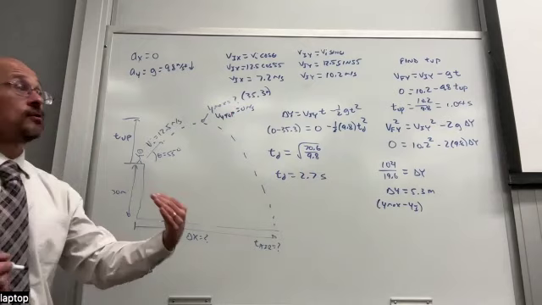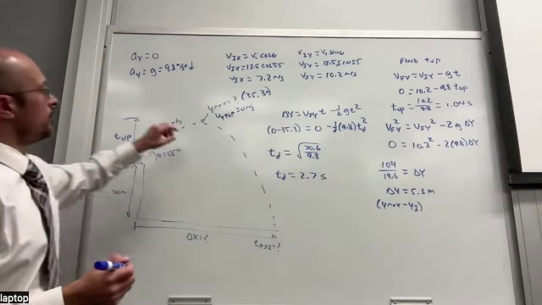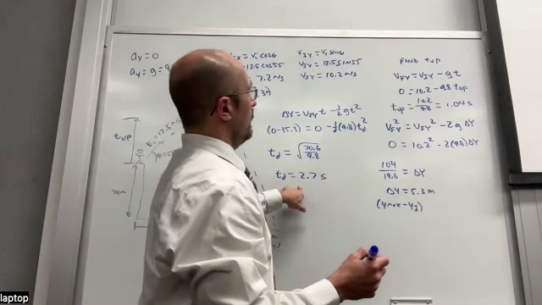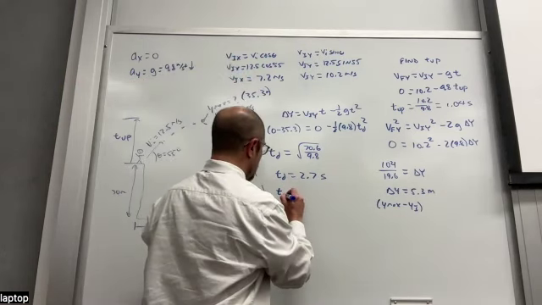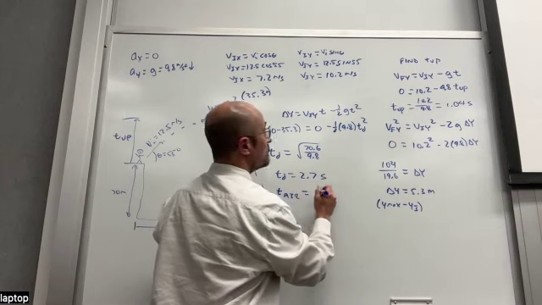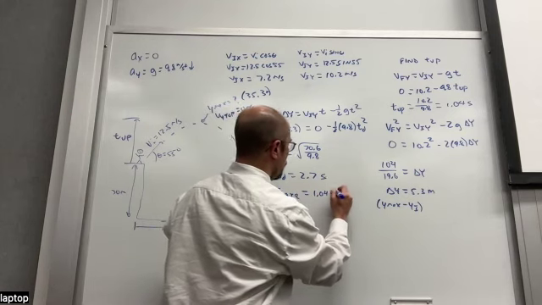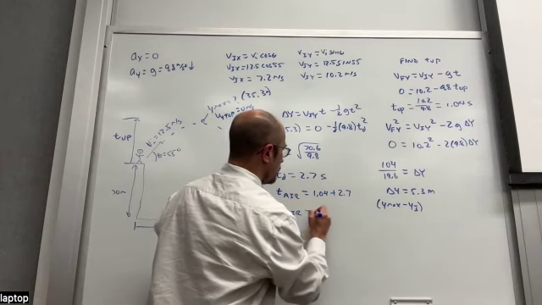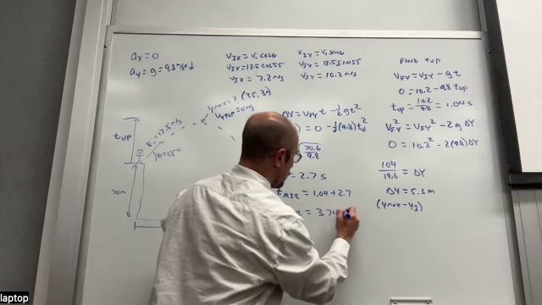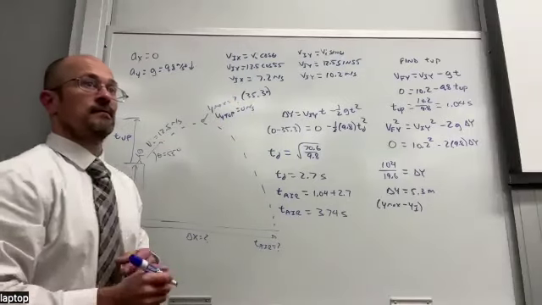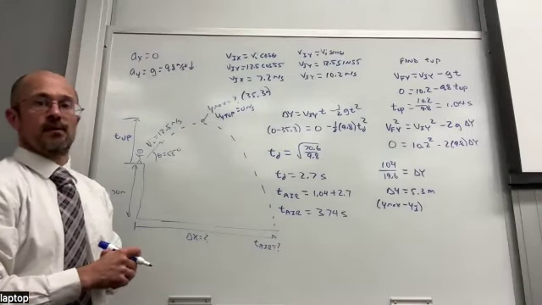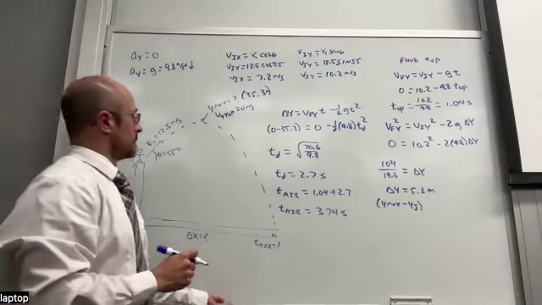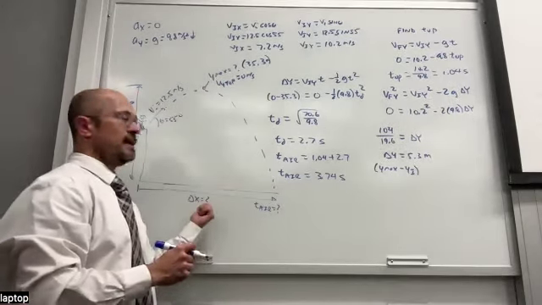So we now know total time is t up plus t down. And that means that t in the air, which is what we were looking for, is 1.04 plus our 2.7. So t in the air is 3.74 seconds. Then how do we find delta x?